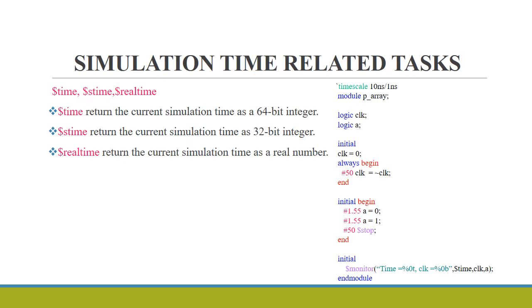Simulation time related tasks. Time returns the current simulation time as a 64-bit integer. Stime returns the current simulation time as a 32-bit integer. Realtime returns the current simulation time as a real number, and this is the example.